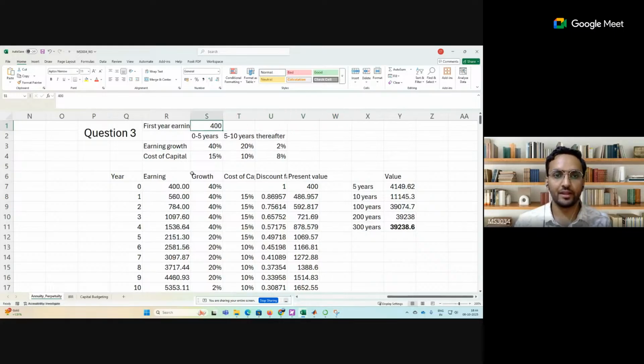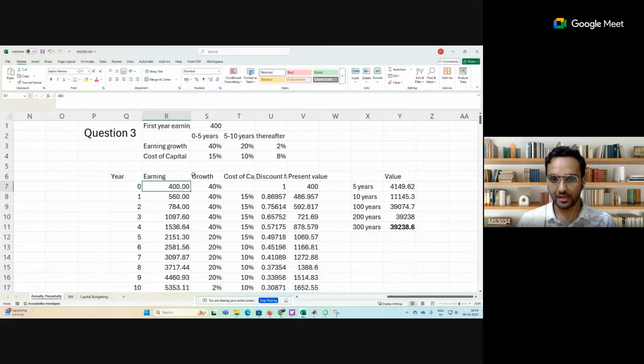Okay. So in the first year earning is 400 rupees. These are the growth rates, and these are the cost of capital which you face. In the first 5 years, and I should write them for 6 to 10 years. And these are my cost of capital. So I can use these values. This is the growth rate according to which my earnings, or my profits, will change. So I can get a time series of my earnings.